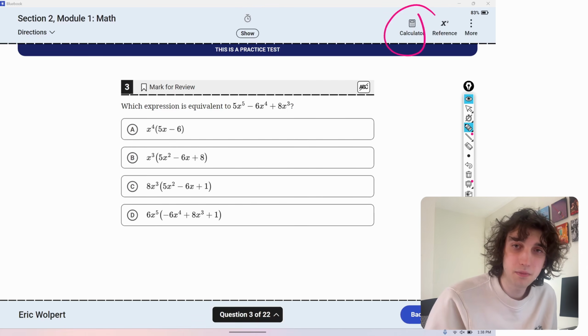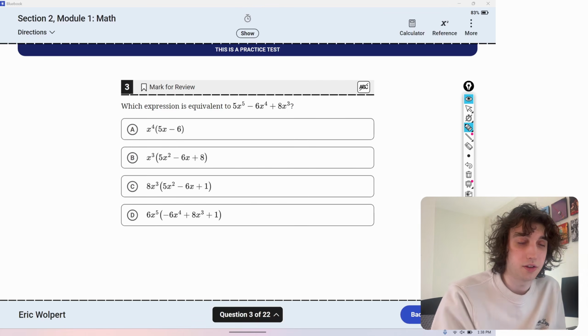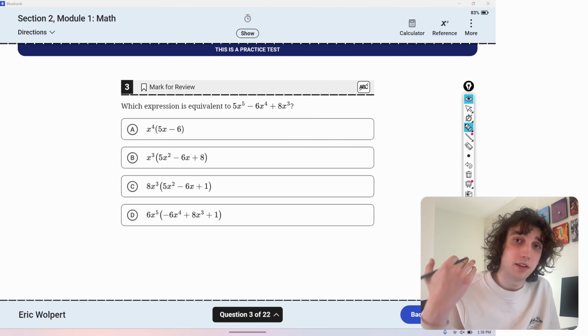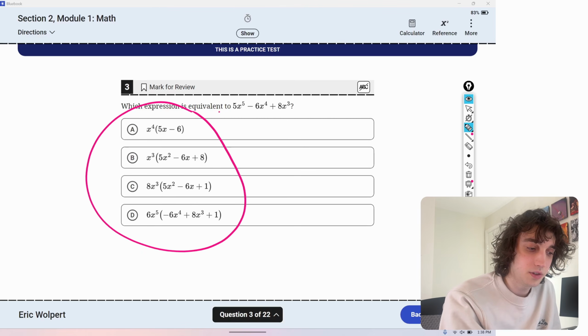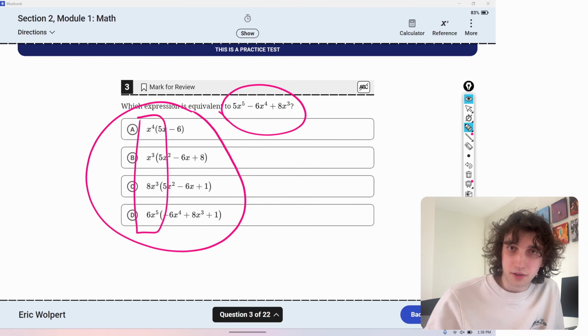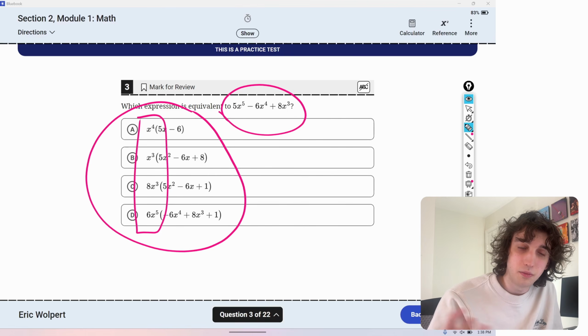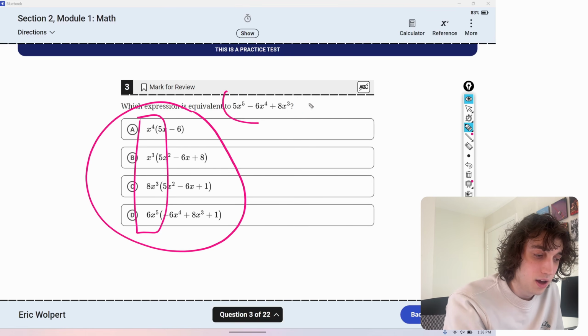So Desmos can be a crutch. I would still recommend you try to solve this by hand. And the way to solve this by hand is to think to yourself, what is different about your answer choices than your starting point? The clear answer is all of your answer choices have factored something out. So your first thought should be, how do I factor something out of this expression?